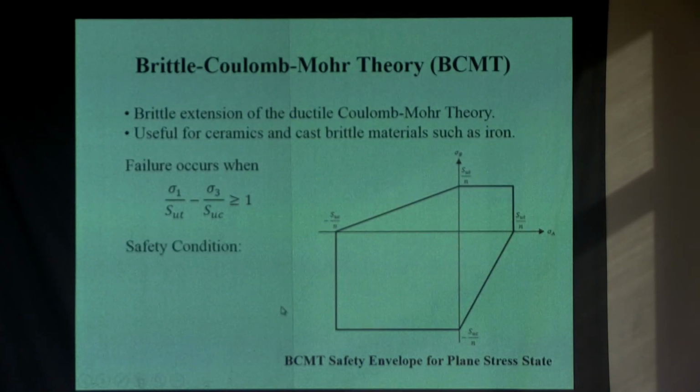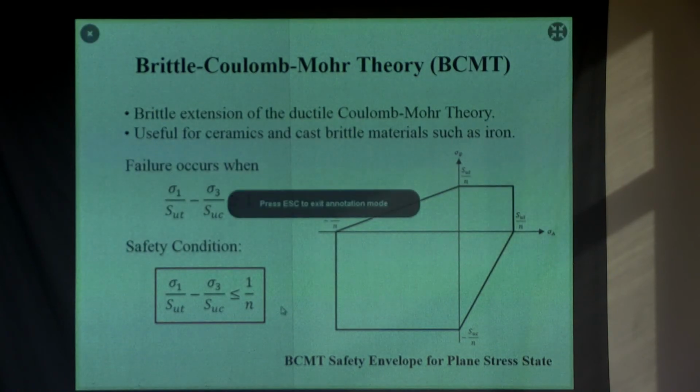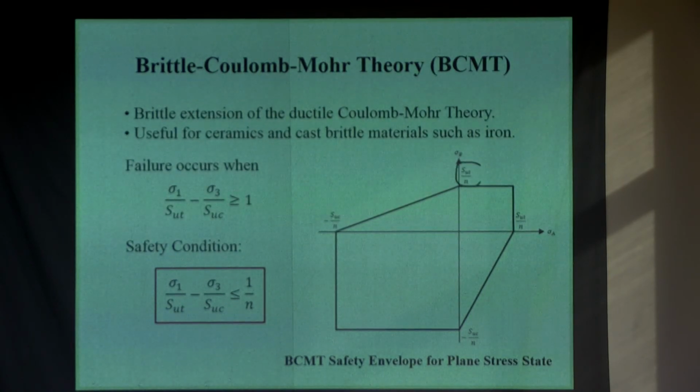the safety condition. You'll get the brittle Coulomb-Mohr theory safety condition. This looks exactly like the ductile Coulomb-Mohr, except that S_Y is replaced by S_U. And the safety zone looks the same, except that these are S_UT instead of S_YT divided by N on the top and the right, and the left and the bottom coordinates are negative S_UC divided by N, not S_YC.